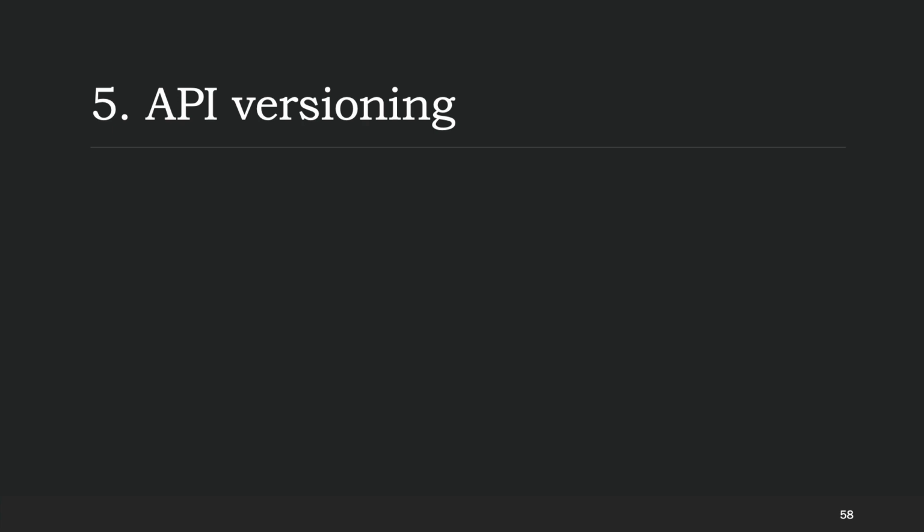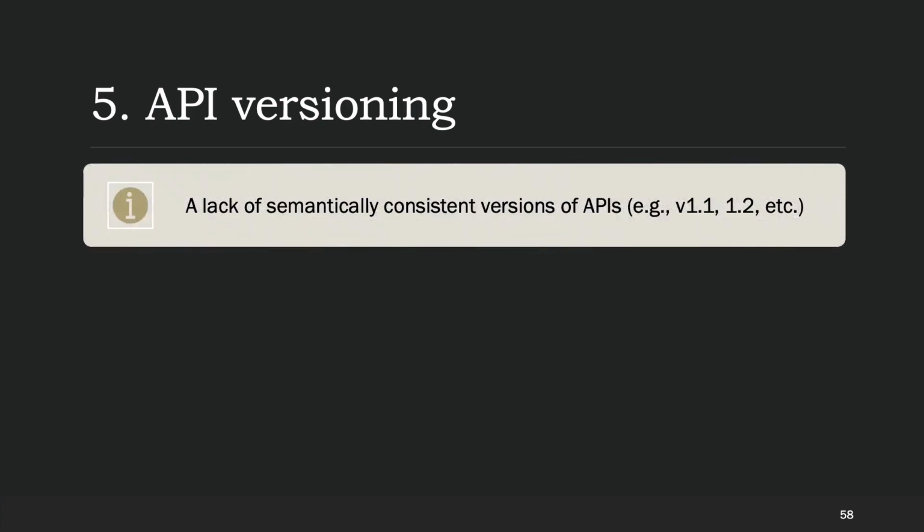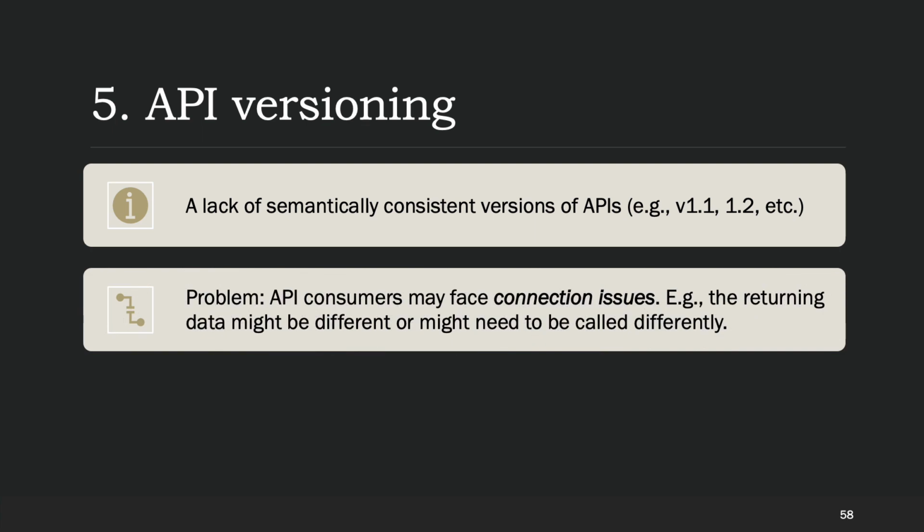Finally, not having consistent API versioning was also often mentioned as harmful by practitioners. This means that the API version names are basically not following the semantic changes consistently. So the problem that this causes is, of course, in the case of new versions of non-semantically versioned APIs, API consumers may face some connection issues. For example, the returning of data might be different or might need to be called differently in a different version.